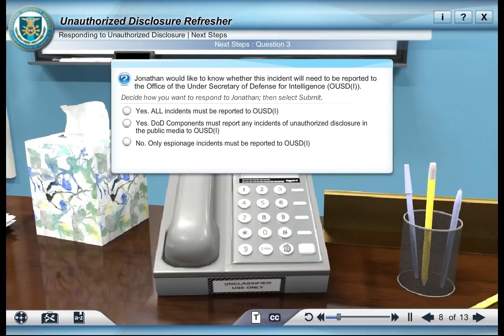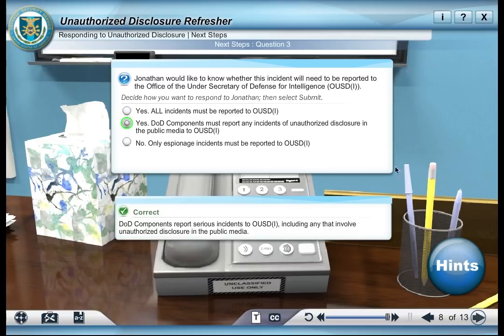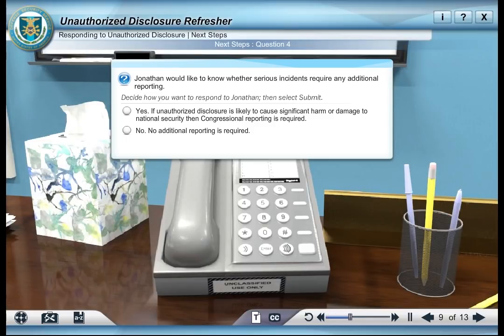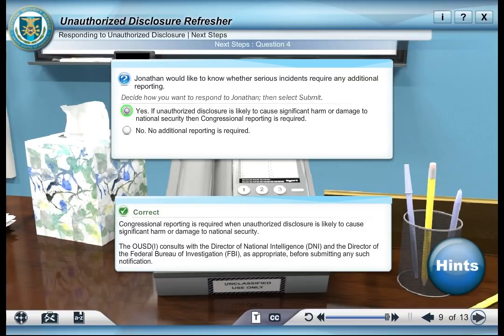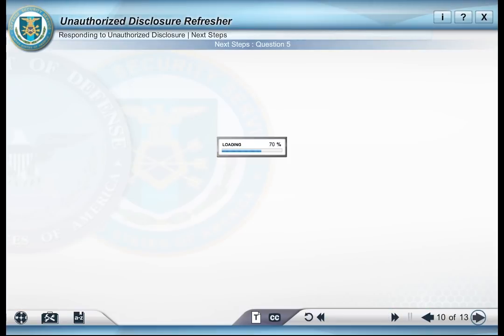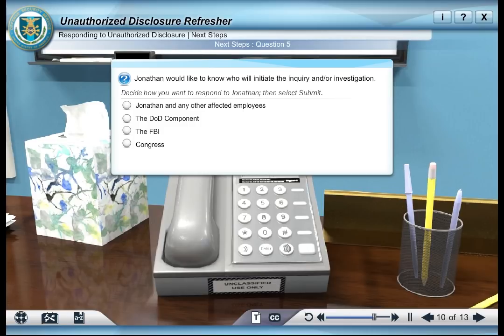I know some very serious incidents must be reported to the Office of the Undersecretary of Defense for Intelligence. If this reporter writes up a story that contains classified information, will that be required? Do really serious incidents need to be reported anywhere else? So whose responsibility is it to start investigating the incident?